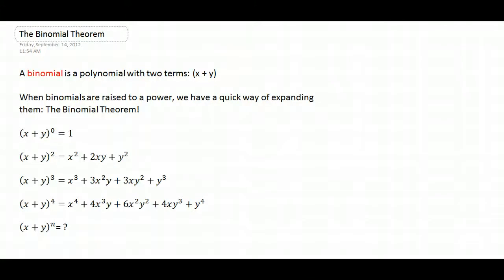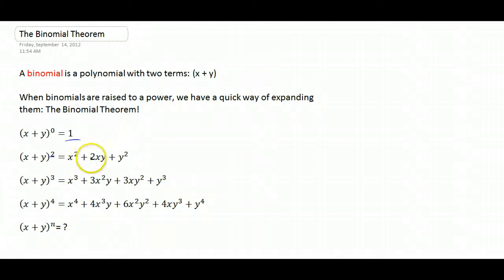Okay, we're going to talk about the binomial theorem, which is really an interesting little theorem and pretty useful too. So first of all, a binomial is a polynomial with two terms: x plus y, a plus b, 3x plus 7z, whatever. And when you raise them to a power, we have a quick way of expanding them, the binomial theorem. And so, of course, when anything is raised to the 0 power, it equals 1.